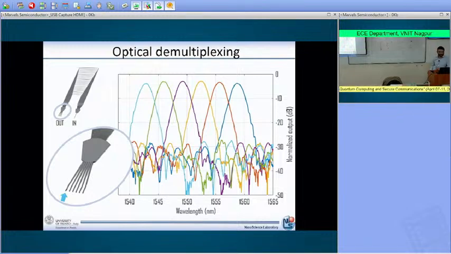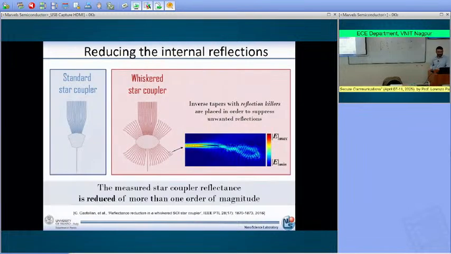Okay? And in this case, you see that the channel crosstalk, so how much of the blue light is going in the light blue signal is negligible, so it's only 30 dBs, while of the blue light in the nearby channel you have only minus 15 dBs. So you have a good channel-to-channel isolation.